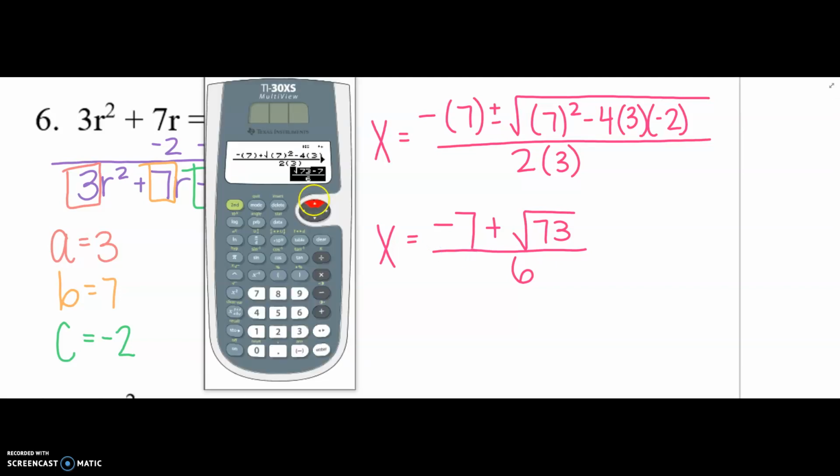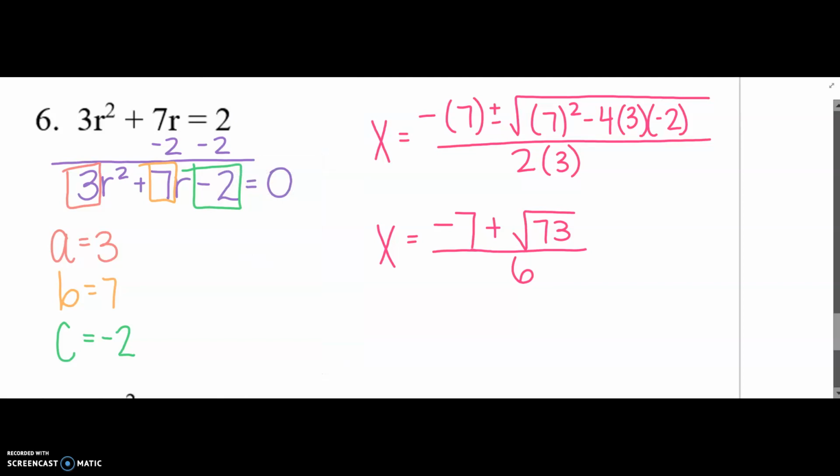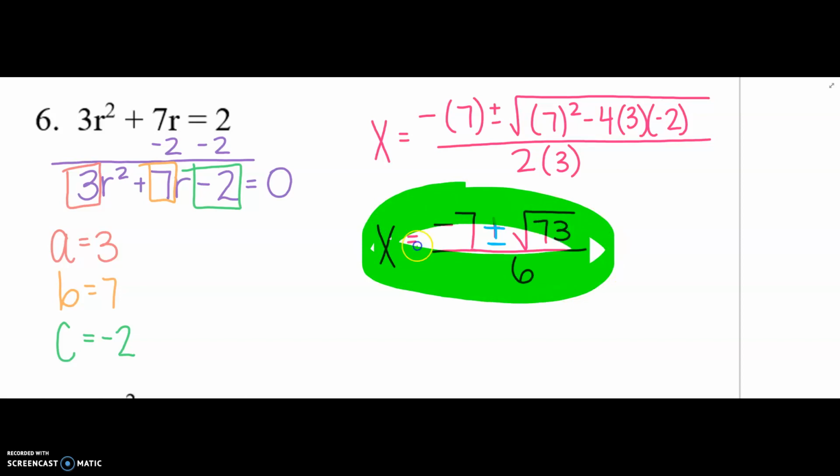And we want to run this again. We'll go back up and click on our problem, press second and the left arrow, and change my plus sign to a minus sign. Press enter. And the only thing that changes here is instead of positive square root of 73 minus 7 over 6, I have negative square root of 73 minus 7. So instead of writing two answers, I'm going to have plus square root of 73 and minus square root of 73. And this gives me my two answers for the quadratic formula for this problem.